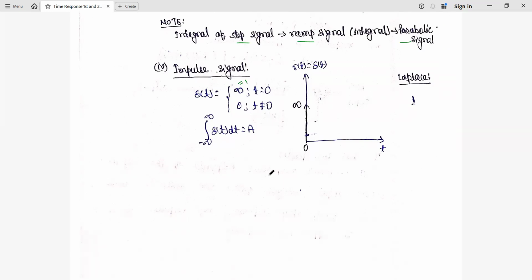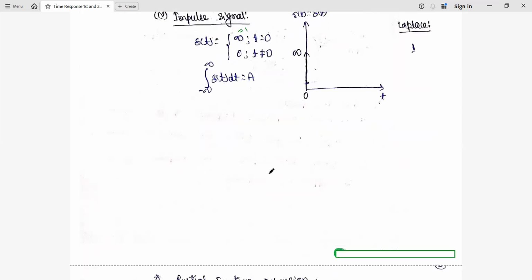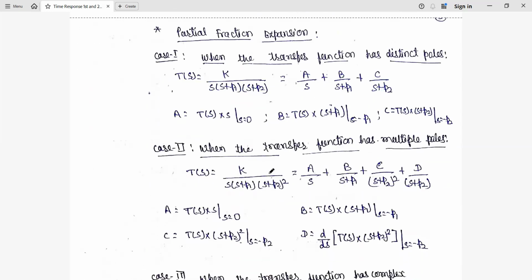So these are the input signals that are generally used to test, or to obtain the response of, a first order system in the time domain. Now, how will the partial fractions be obtained? For that we have three different cases, three different types of function we are going to obtain, on the basis of how the transfer function is simplified.